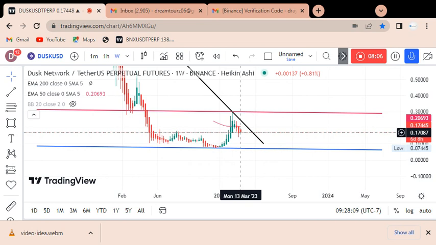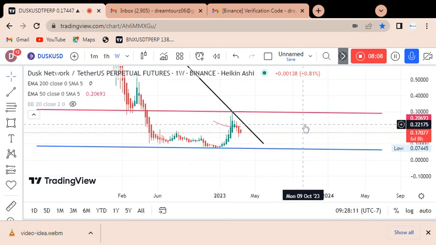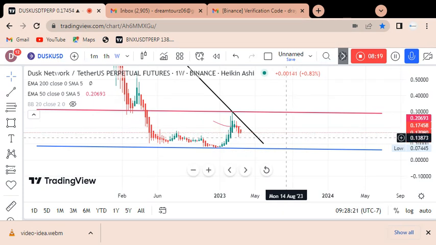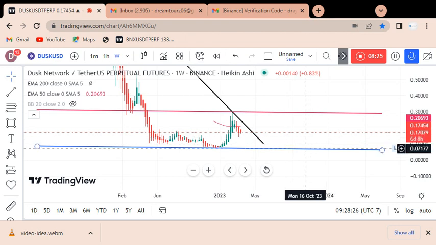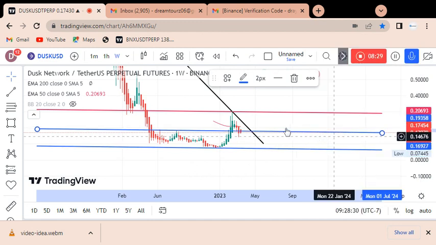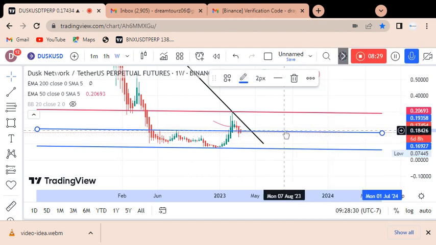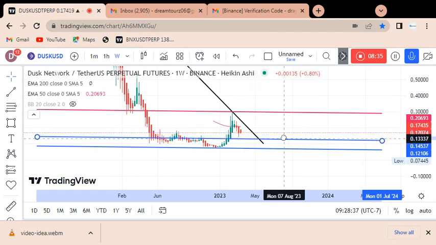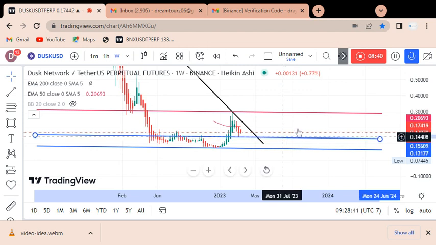Now we are taking long positions. We are only taking advantage of the fact that there is a wick right here. This wick got to a support level. Now let me put another support line right there. Here it is. So that's another weekly support. Now it got here, then it reversed back.